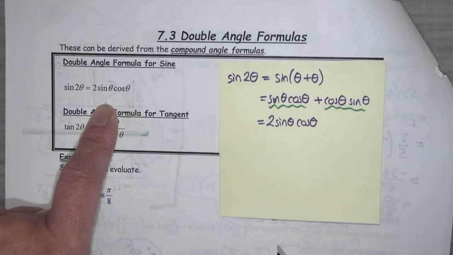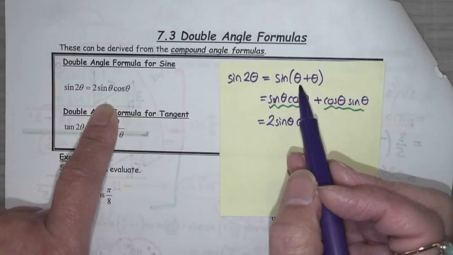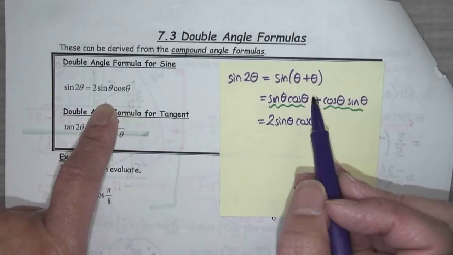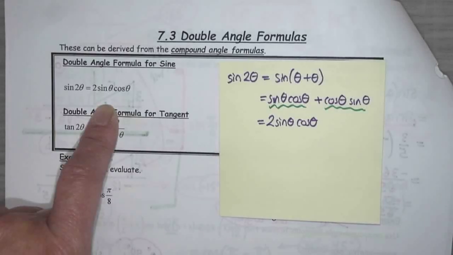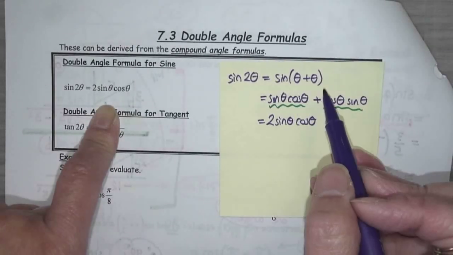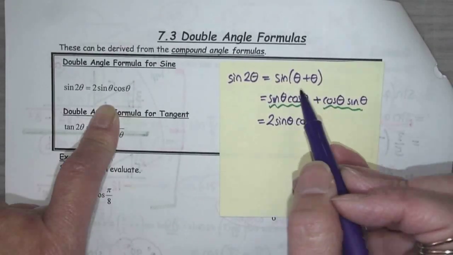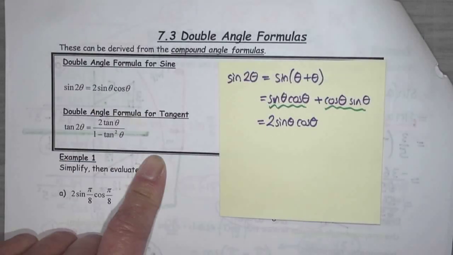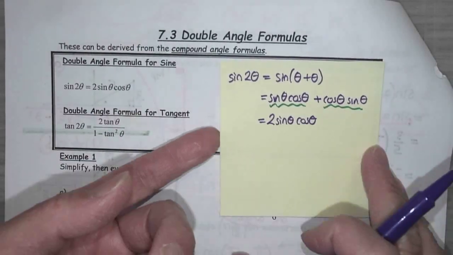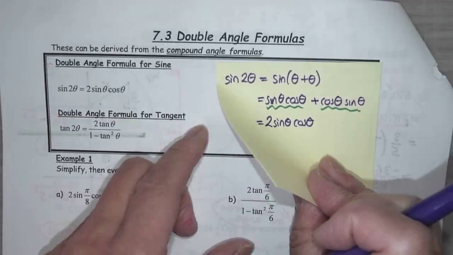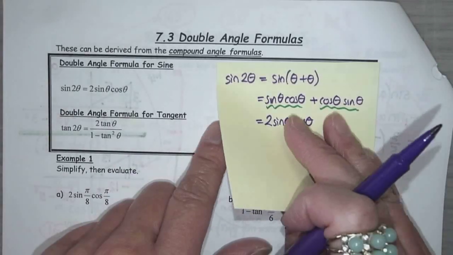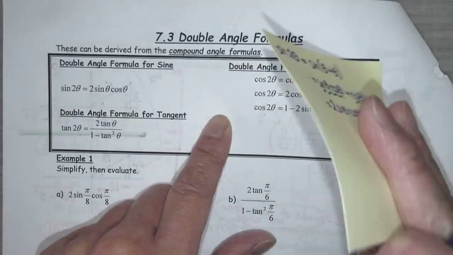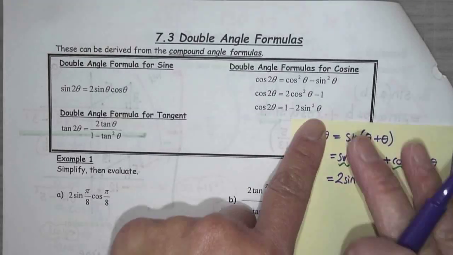So all of the double angle formulas are actually just the compound angle formula, but with 2 of the same angle. So instead of having an AB, it's an AA or a BB. It's 2 of the same. So that's the sine. That makes sense there? Okay. Put that on the side here.